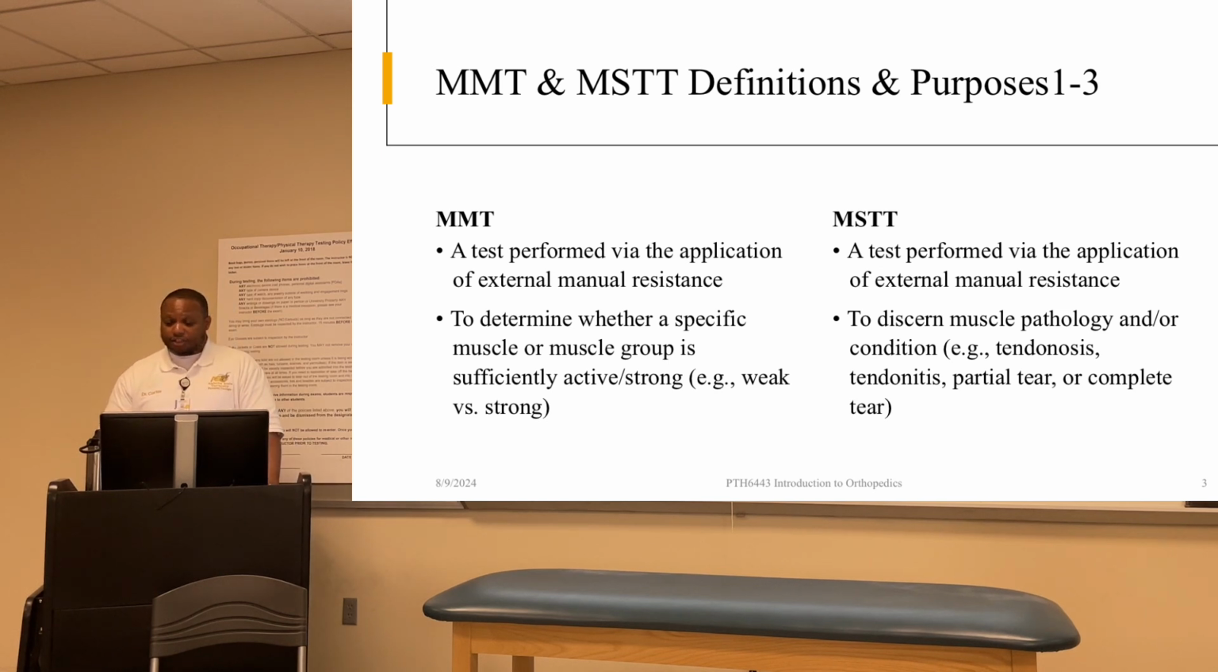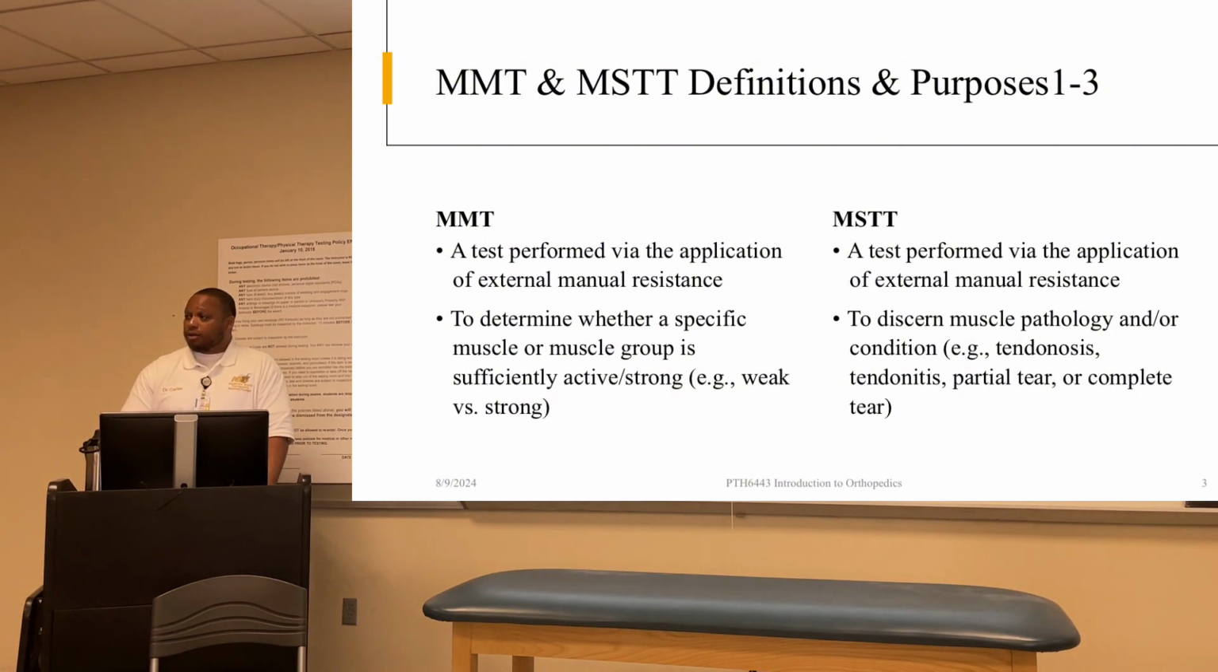Muscle selective tension testing is a test performed via the application of external manual resistance. So with both manual muscle testing and muscle selective tension testing, both consist of testing the muscle via external application of manual resistance. However, what differs with muscle selective tension testing is that it is to discern muscle pathology and or condition. So what do we mean?